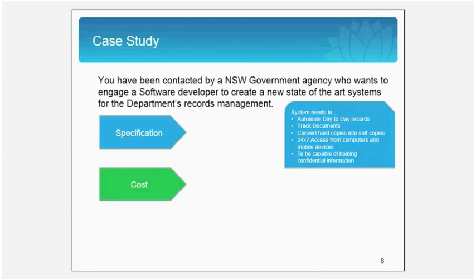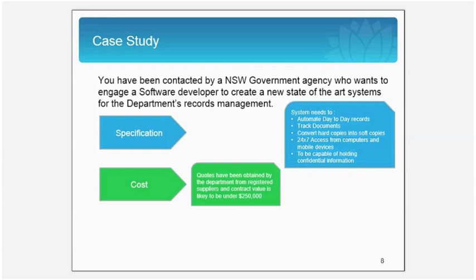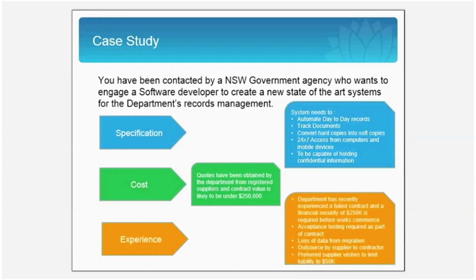Costs. They have obtained quotes and the contract value is likely to be under the $250,000 mark. But the department's past experience has made them cautious. They've lost data in the past from data migration, the suppliers want to employ contractors, and amongst other things, their preferred supplier wishes to limit their liability only to $50,000 for an over $150,000 contract. So let's see how we can advise the agency to navigate all this while adhering to the Procure IT framework.